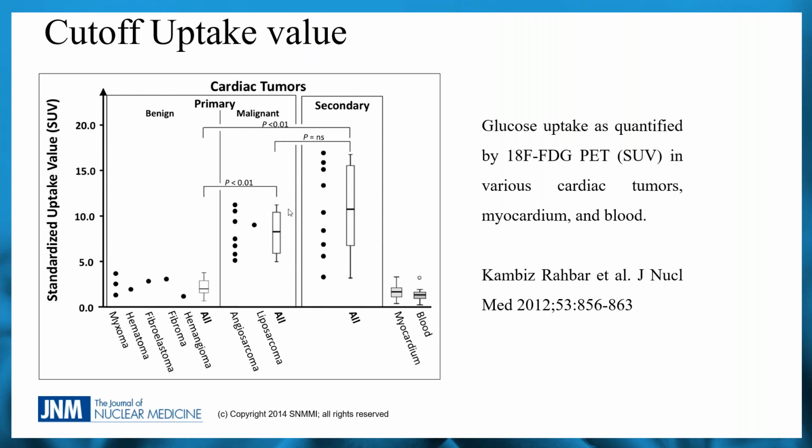Among the malignant tumors, the difference in uptake between the primary malignant and the secondary malignant is not significant, but the importance here is the difference between the benign and the malignant ones. We can see here the variability among the uptake in the secondary tumors. Right here we have the blood pool and the myocardium uptake, which is similar to the benign tumors, a very low uptake when compared to malignancies.